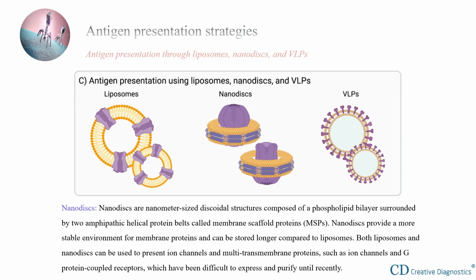These protein belts constrain the size of the phospholipid bilayer, resulting in nanodiscs having a more uniform and consistent size distribution compared to liposomes. Additionally, nanodiscs provide a more stable environment for membrane proteins and can be stored longer than liposomes. Both liposomes and nanodiscs can be used to present multitransmembrane proteins, such as ion channels and G-protein coupled receptors, which have been difficult to express and purify until recently.